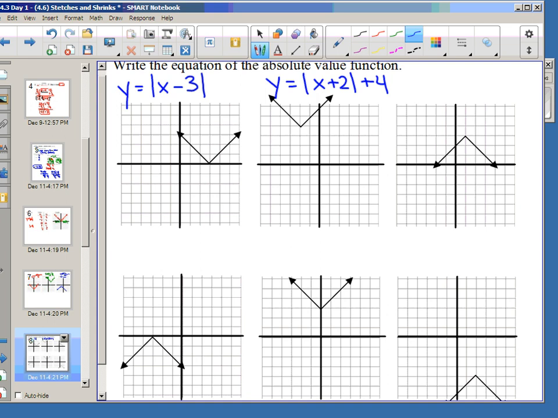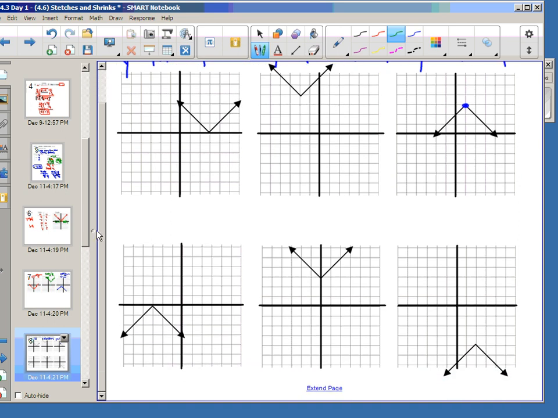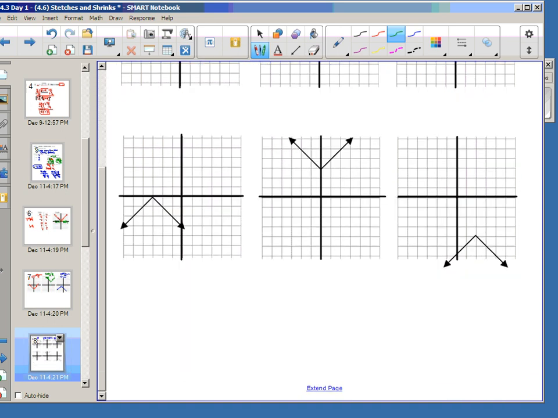This next one has a reflection, so we know we're going to have to start our equation y equals negative, and then our absolute value. This is shifted 1 unit to the right, so x minus 1, and then we're up 3, so plus 3 at that vertex there. So moving down to this next row here, this one also got flipped, so we have y equals negative, and then our absolute value. Here we're shifted to the left 3, so it's going to be x plus 3. And we weren't moving up or down any, so we're just going to leave it as negative times the absolute value of x plus 3.